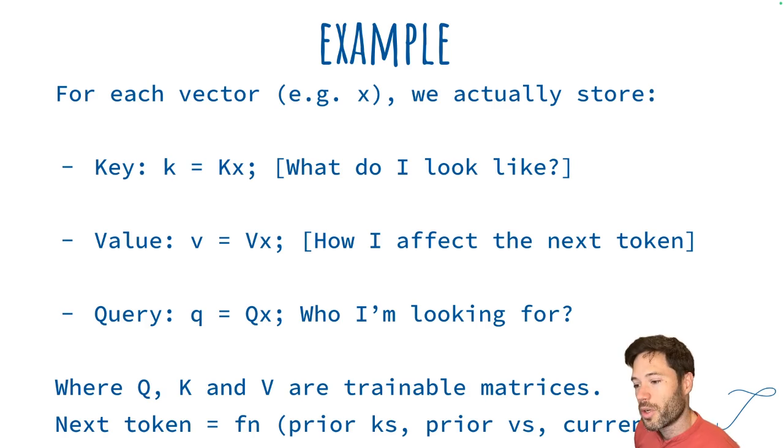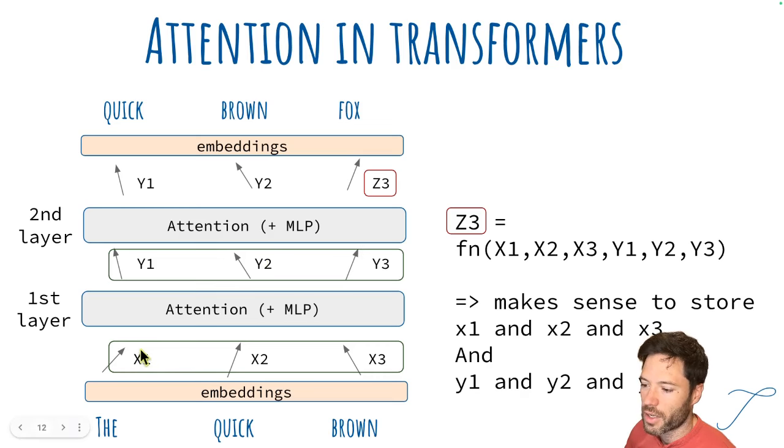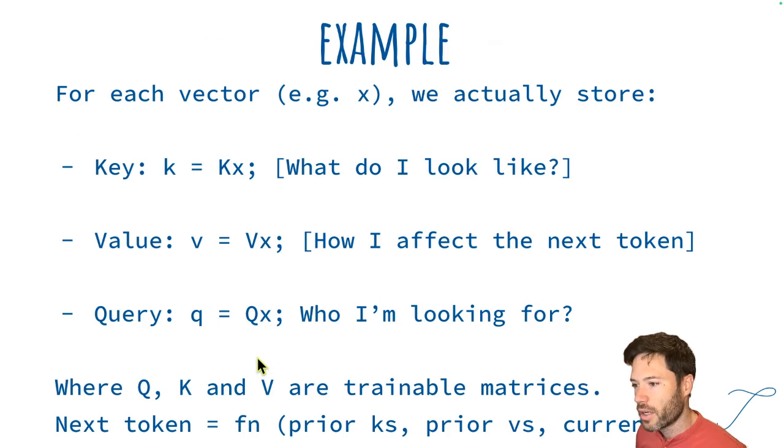We also compute a value vector V, which is big V, another matrix that's trainable, times x, the input. So just to clarify here, we're always taking these x's, like this one here, we'll calculate a K and a V. This x here, we'll calculate a K and a V, and we'll do so using the same big K matrix and the same big V matrix. And what the value V says is, how do I affect the next token?